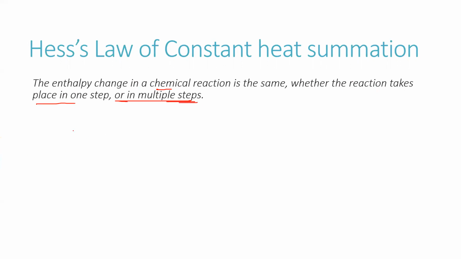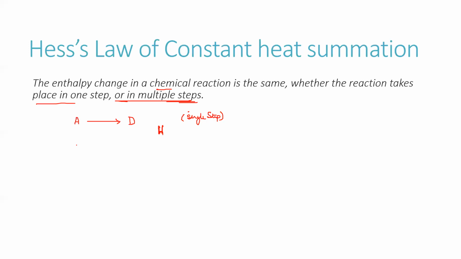The meaning of this particular law can be very easily explained. For example, we have to find the heat of the reaction A to D. This is a single step reaction. Let's say the heat of this reaction is H. If we want to form D using A, then this is done in a single step.